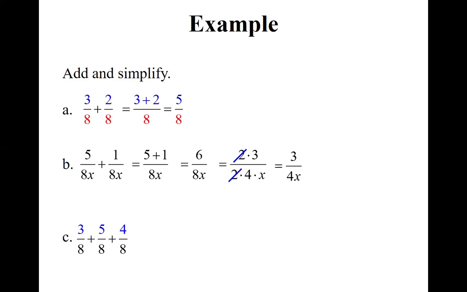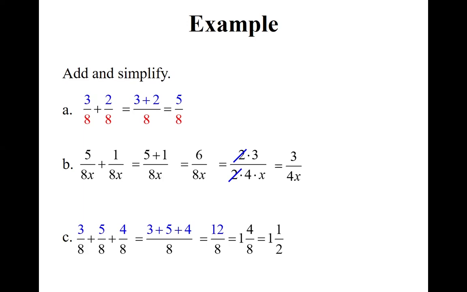And then in C, we have 3/8 plus 5/8 plus 4/8. We're adding 3 fractions. That doesn't change what we do. They're all 8 on the bottom, so we keep the 8 on the bottom, and we're allowed to add along the top. 3 plus 5 plus 4. That's 8 plus 4. That's 12/8.